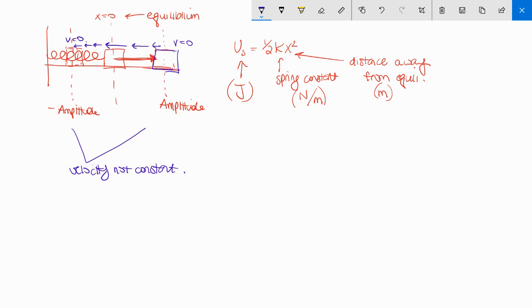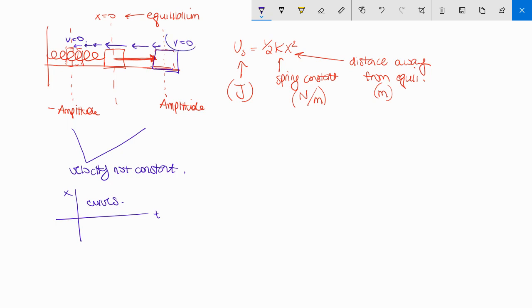Now, if it was, keep in mind that your position time graph, if velocity was constant, would be a bunch of straight lines. Okay, that's not the case here. It's not constant, so you're going to see lots of, this is your position time graph, you're going to see lots of curves. I'm not going to draw those yet because we're going to get into that in a second. So velocity is not constant.